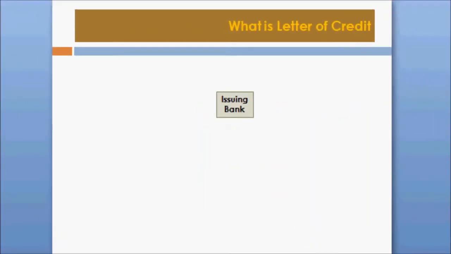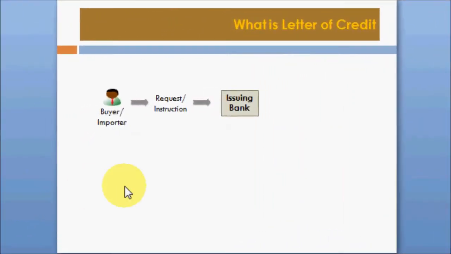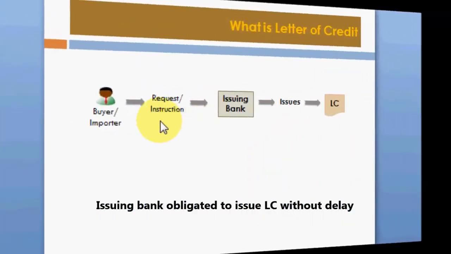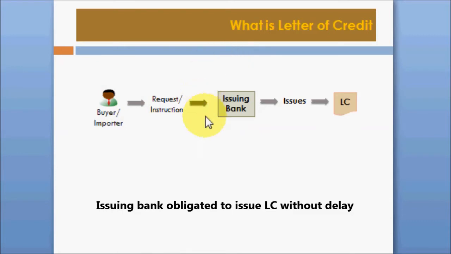In order to give you the whole picture of what the LC is, I start with the issuing bank. Issuing bank is one of the most important keywords extracted from the definition. It plays a very important role in the LC operation cycle, and it is the first and the last responsible party in the whole LC operation. The issuing bank is acting at the request and on the instruction of a buyer. Once the buyer and the seller have mutually agreed under contract of sales that the method of payment is by way of LC, the buyer will give a request or instruction to the issuing bank to issue the LC. Upon receipt of the instruction or the request from the buyer, the issuing bank is under the obligation to issue the LC without delay.